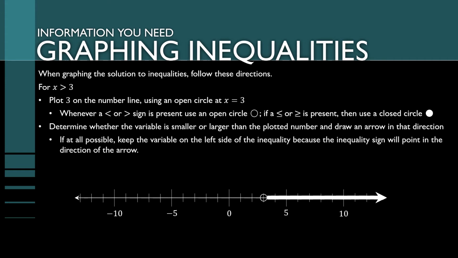Because if you have your variable on the left side, then whichever way your greater than or less than sign is pointing, that's the side that you draw the arrow to. So if you have a greater than sign which points to the right, that means your arrow is going to be drawn to the right as well. You can see on our number line that we have an open circle at 3 with the arrow moving to the right. This indicates that every number greater than 3 is a solution to the problem.